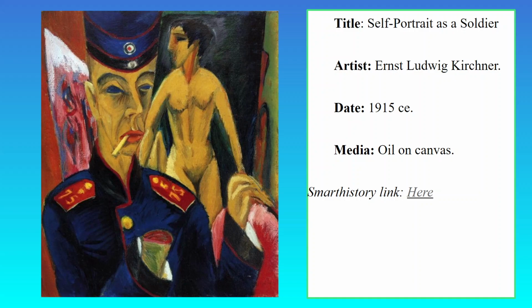So we have Kirchner. Kirchner on 3. 1, 2, 3. Kirchner. So Kirchner, 1915, so after World War I still. Self-portrait as a soldier. Fun thing about Kirchner is that he wasn't a soldier. So he depicts himself as a soldier with his hand cut off. He's like, oh, I got injured in the war. Look at me, I'm so important.